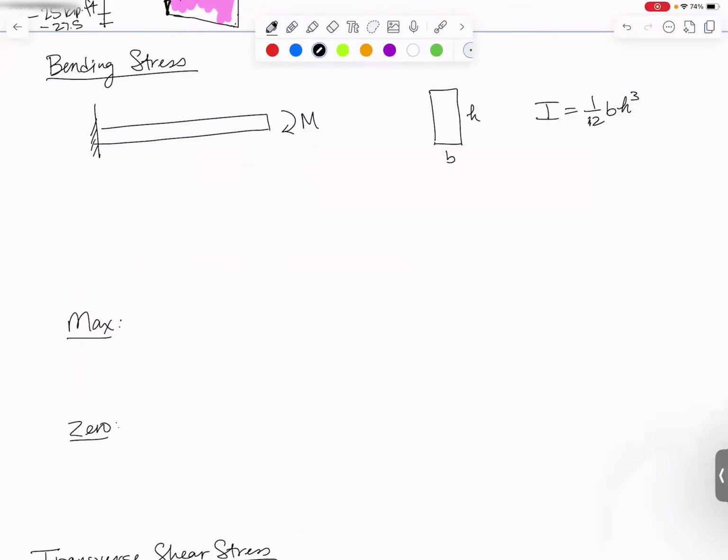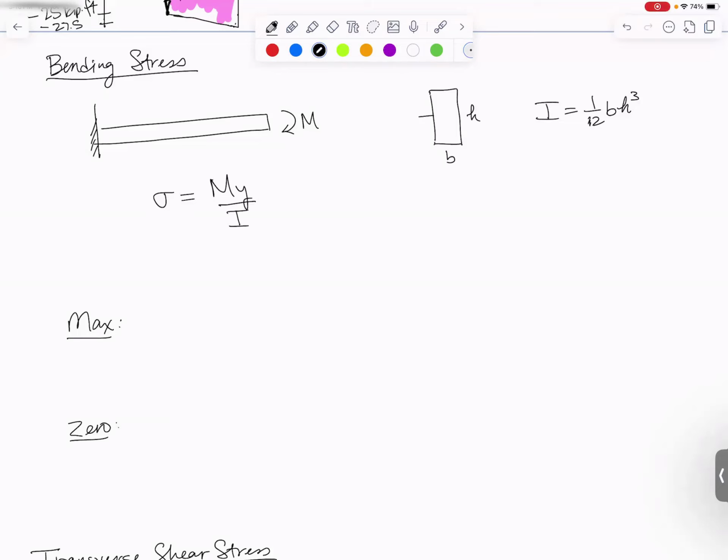Our final exam review for mechanics of materials. The next topic we need to cover is bending stress. In our chapter on bending stress, we were dealing with beams, and once we've identified the internal bending moment somewhere, we need to be able to calculate that stress. So our bending stress equation is My over I, where M is our internal bending moment.